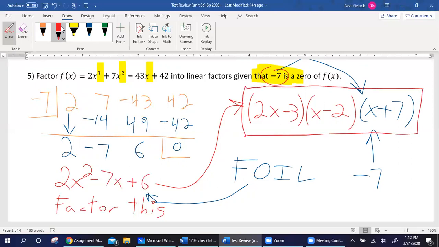So my solution on number 5 is 2x minus 3, x minus 2, x plus 7. If you want to check it, you can multiply all of that back out. You'd have to do a lot of distributing, but it should get you right back to where we started. Remember, factoring doesn't change the problem, it just changes the look of it.